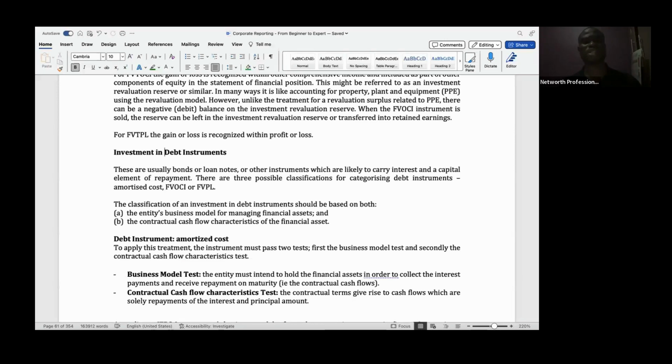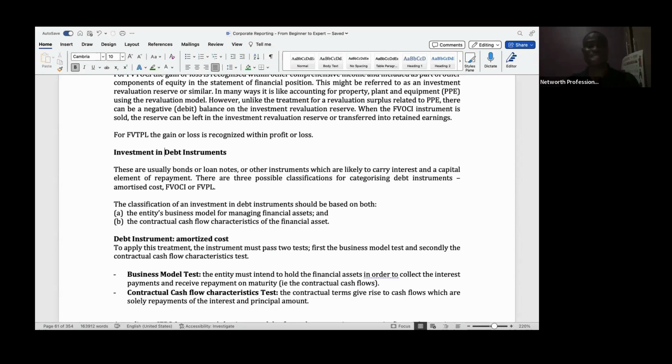However, what I need you to note around debt investment is that when you lend somebody money, they will always give you interest and principal.